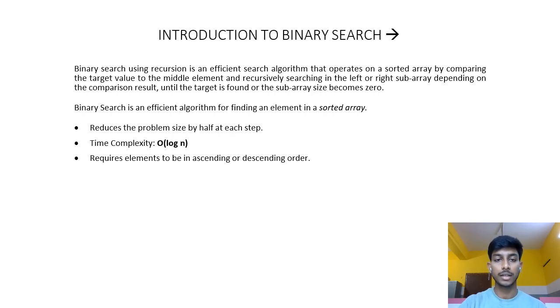Its time complexity is O(log n), making it much easier and more usable than other searching techniques like linear search, which has a time complexity of O(n) for a large data set. It requires elements to be in either ascending or descending order. Binary search is a search algorithm that divides the sorted array or list in half with each iteration until the target value is found or the size of the interval becomes 0.